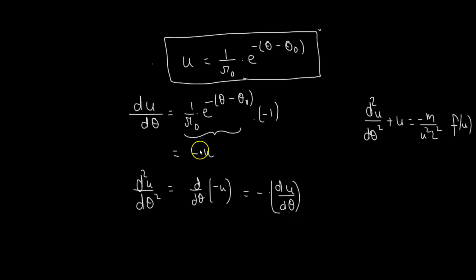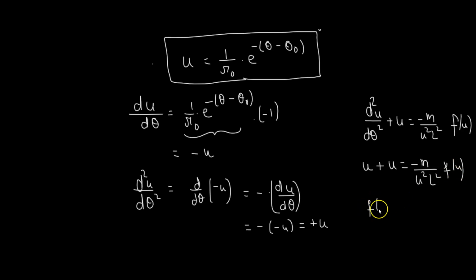And we've already obtained the value of du over d theta, which is negative u. So we have negative of negative u, but that gives us positive u. Now let's substitute all these values. So we have positive u plus u equals negative m over u squared L squared, and f of u. When we solve for f of u, we should get negative 2u cubed L squared divided by m.